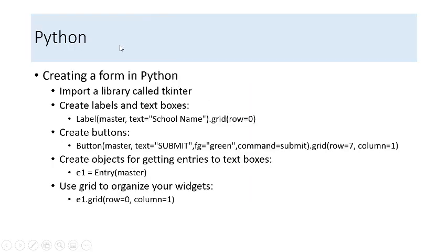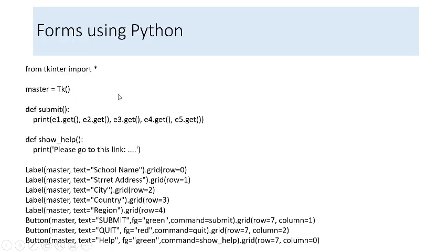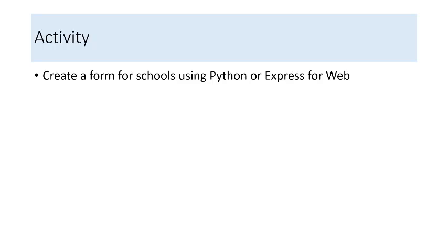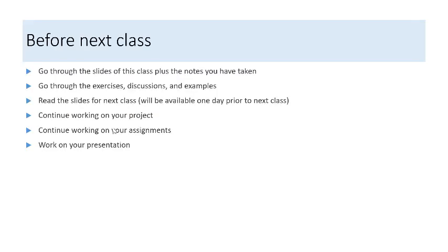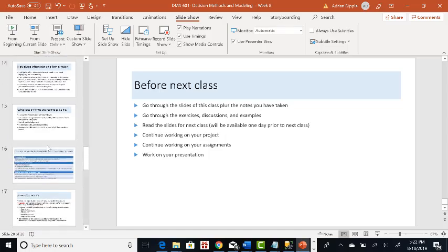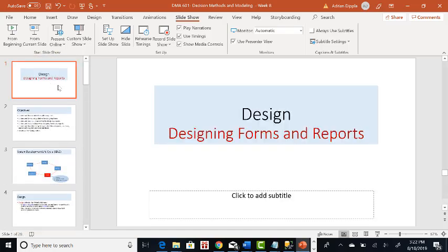Okay, of course, as part of my Python instructions, you can go through this Python code. This is the code that I showed you also in week 7 about how we create a form using Python. Also, I showed you how to create a form using Visual Studio. So please go through all the course material and try to do the activity.